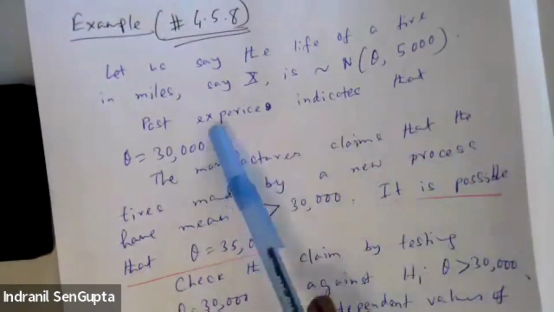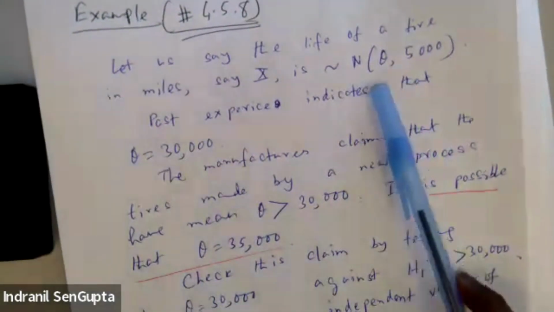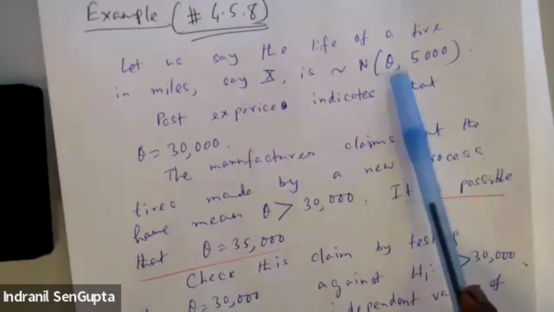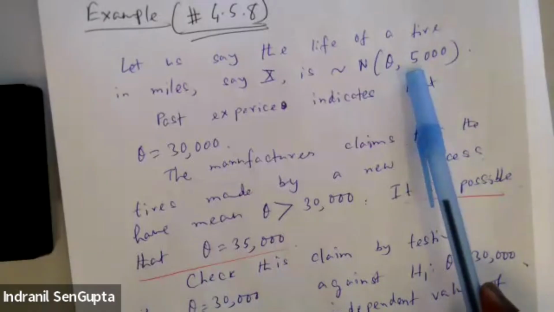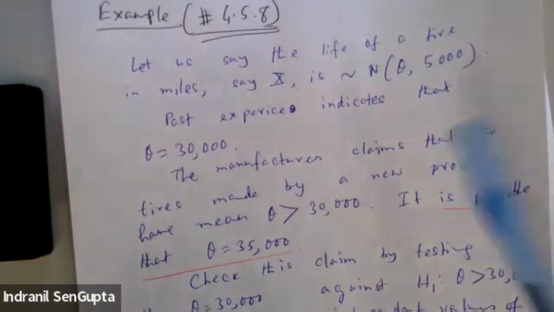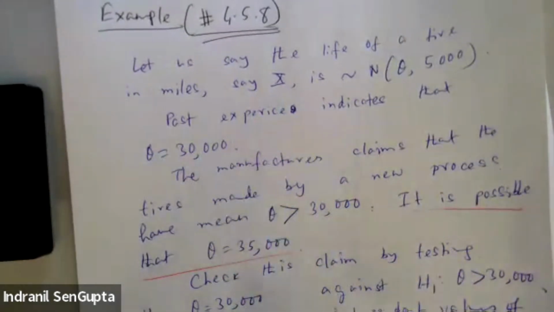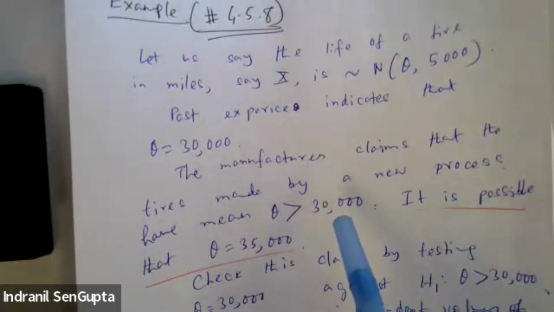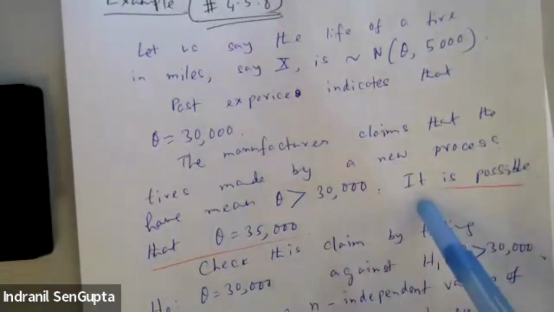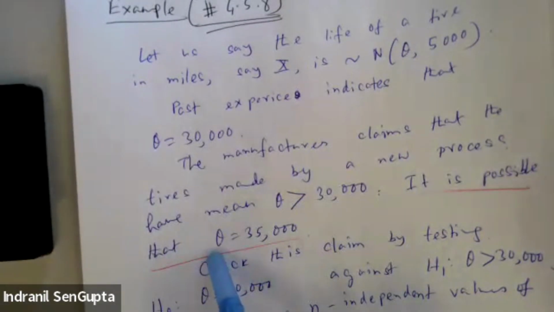So we have some x that is following some normal distribution that we know. It is following a normal distribution with some mean theta and the variance 5,000. And past experience indicates that this theta, which is the expected lifetime of a tire, is 30K. Now we're trying to check if this is true. Not only that, we're trying to conclude that this theta is 35,000.